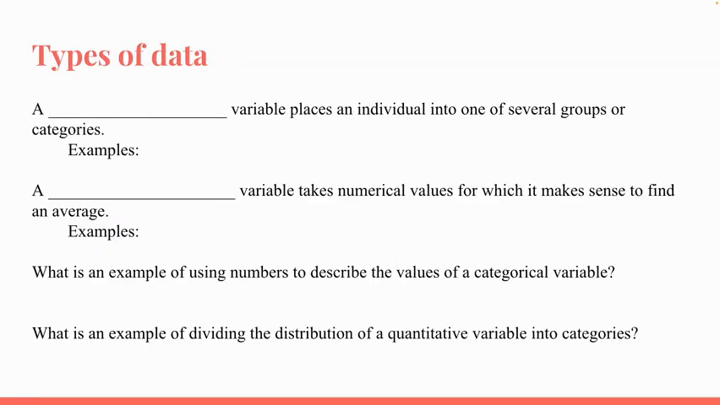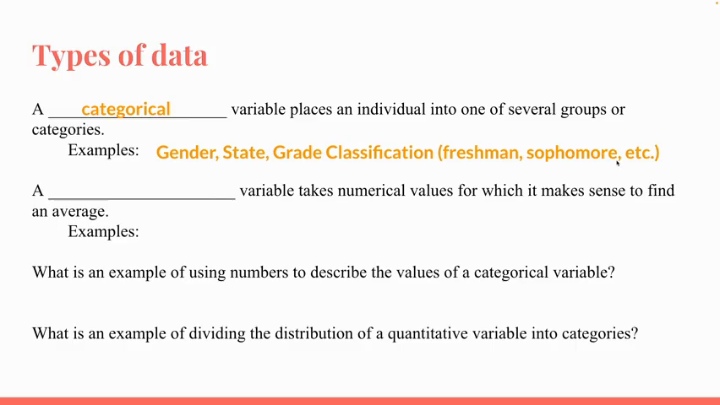Types of data. So we have two different types. The first type is categorical. Categorical variables place an individual into several groups or categories, hence the name categorical. Some examples are gender, state, grade classification, so freshman, sophomore, etc. So they are words, okay? So categorical, you place individuals into groups of things.